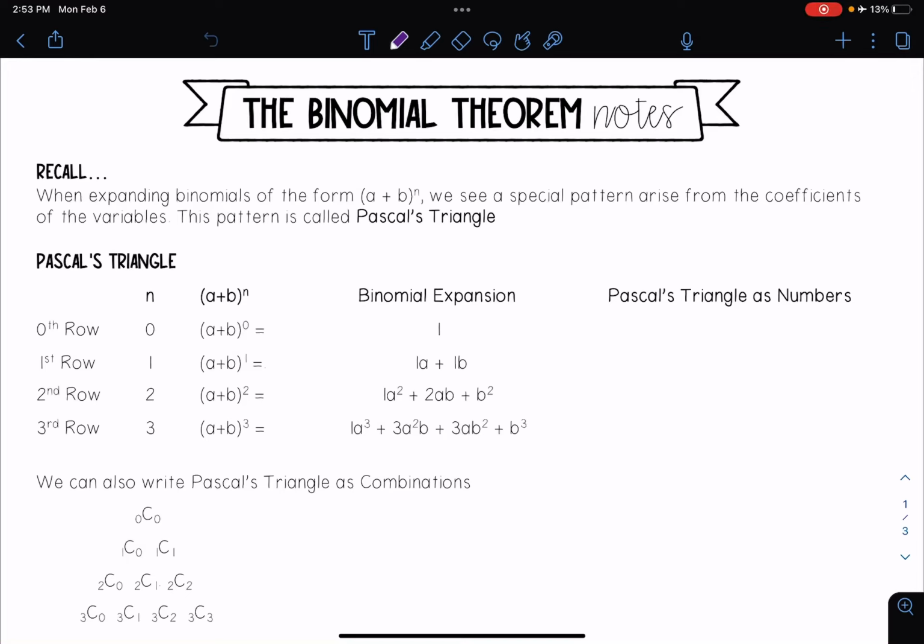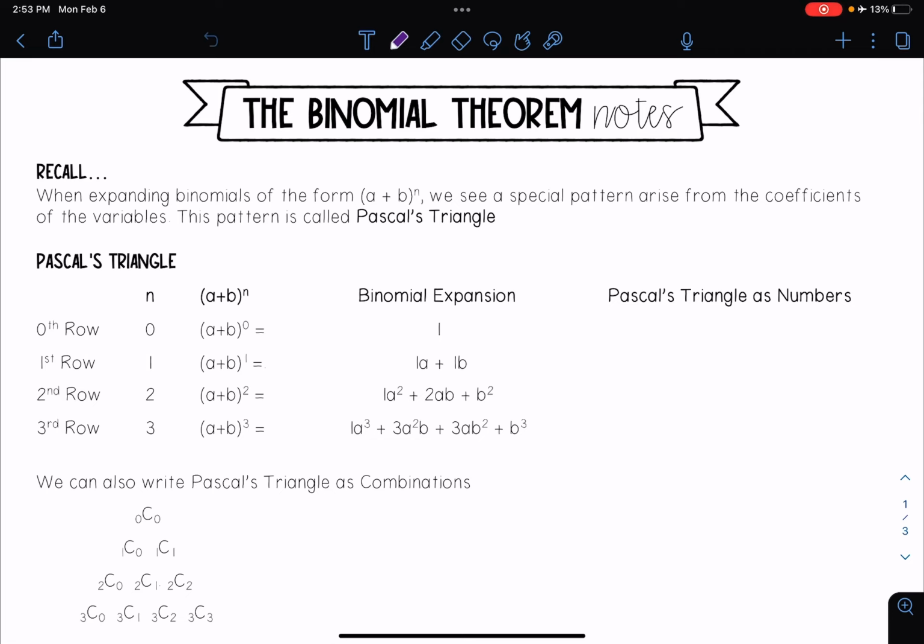Hello everyone. In today's lesson we're going to be talking about the binomial theorem. So first, let us recall back, I think in Unit 4 when we were multiplying binomials and polynomials, we had something called Pascal's triangle. And so if you recall, when expanding binomials of the form a plus b raised to the n power, we see a special pattern arise from the coefficients of the variables. And this pattern is called Pascal's triangle.